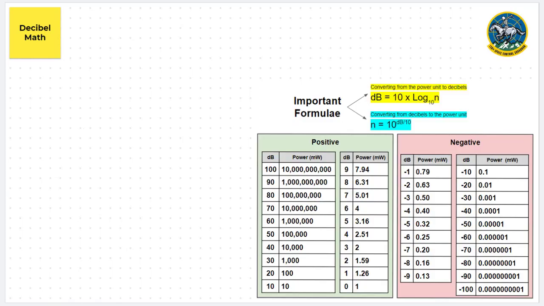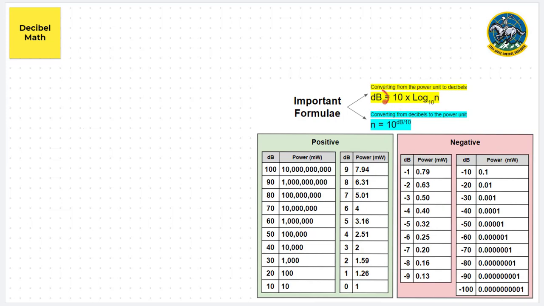Okay, so let's go ahead and do some decibel math. Before we jump into the actual math side of it, we're going to look at these formulae real quick first. Basically, what we use these formulas for is to convert between decibels and our power unit, which in this case is going to be milliwatts. This is going to be the most accurate way to convert.